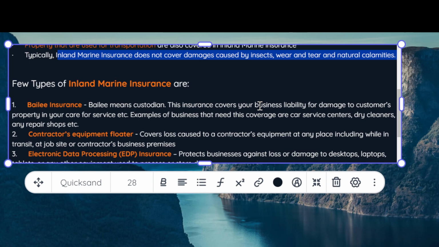Now, the most important thing, we are going to look at the different types of inland marine insurance. To call out here, there are more than 10 to 15 different types of inland marine insurance, which cover different types of properties that you transfer.